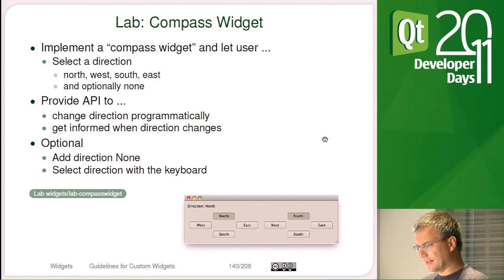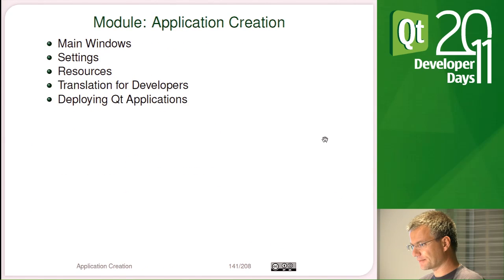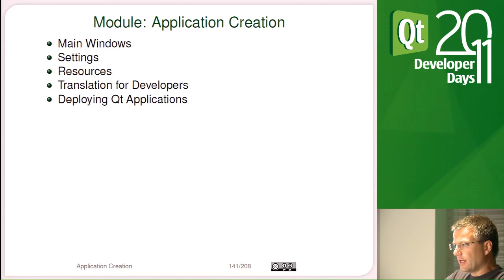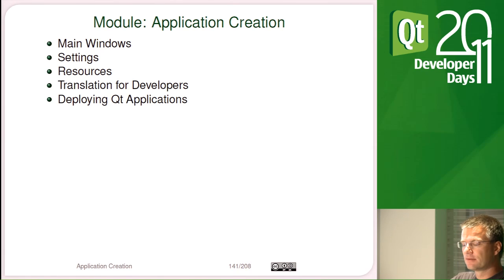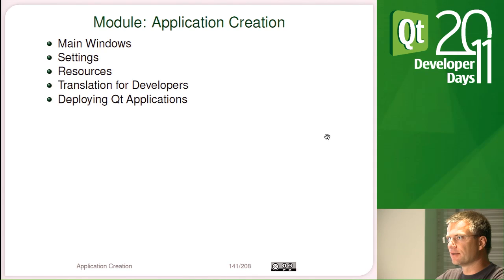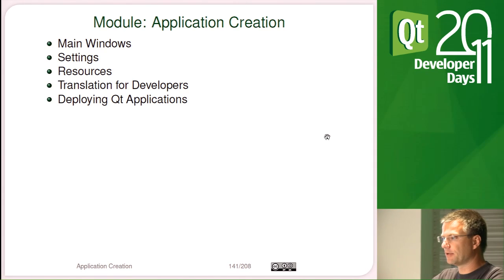Okay, so let's skip the next lab and go to the module application creation. So now we would like to make a regular application which has a main window, maybe a menu and a toolbar, so that it looks like a native application.